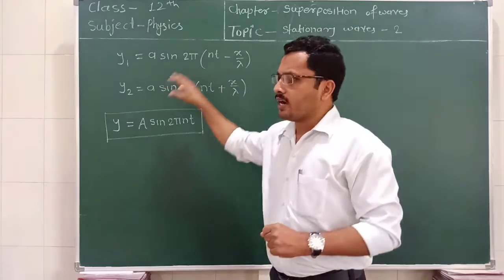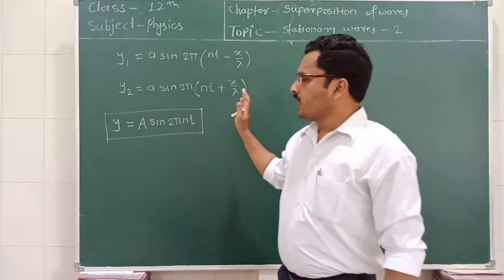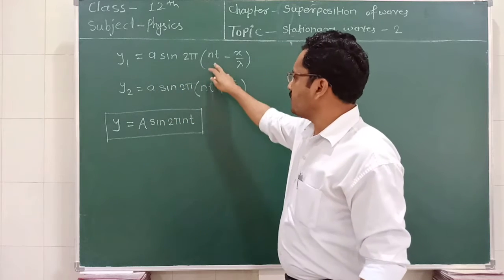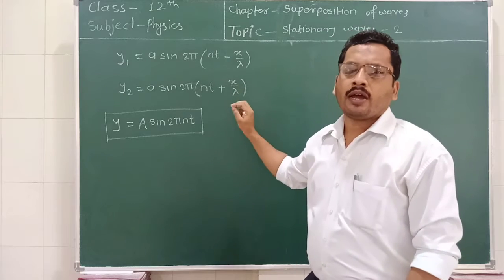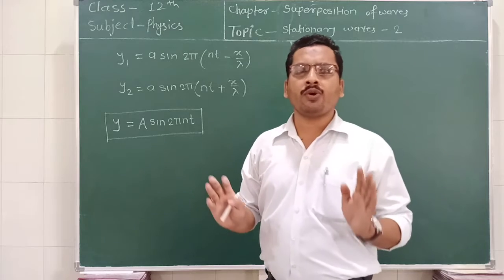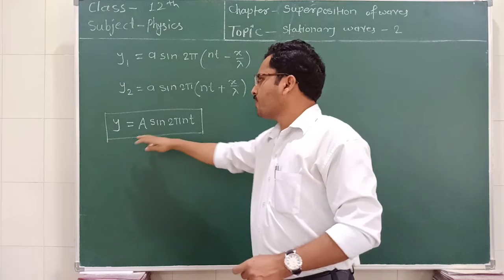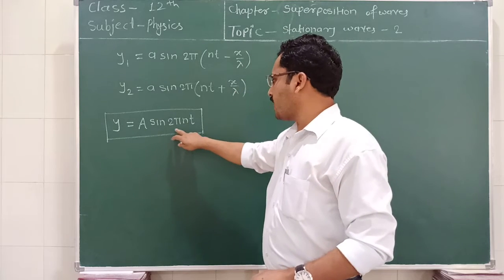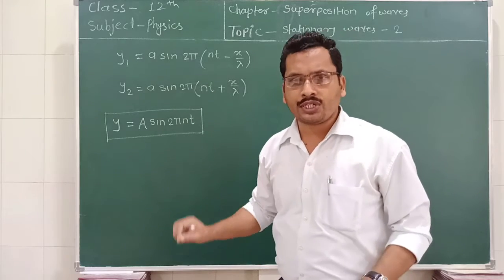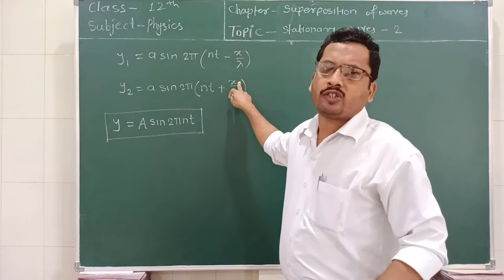Okay, so what is the condition to form the stationary wave? The main condition for the formation of a stationary wave is that the two waves must have identical amplitude, same frequency, same wavelength, traveling along the same path but in the opposite direction. They form a new type of wave which is called a stationary wave, and by analytical treatment we derive the relation y is equal to A sin 2πnt. This is the equation for the stationary wave. Why is it called a stationary wave? Because this equation does not contain a term of x, that is the displacement.